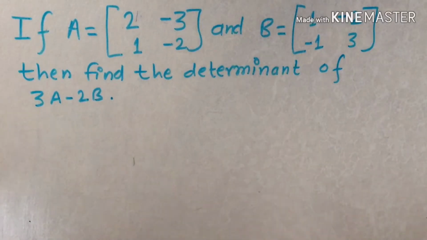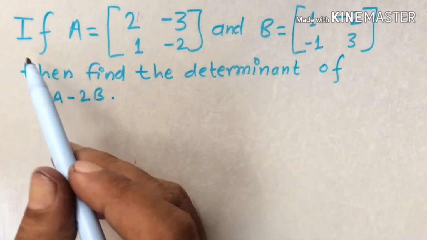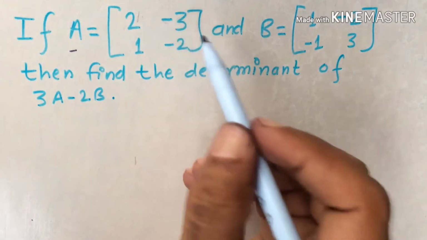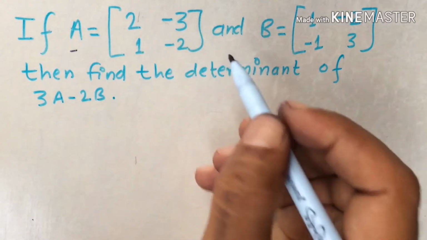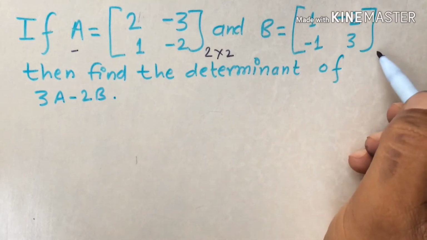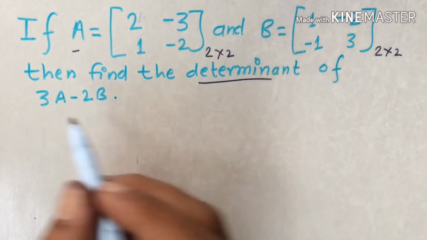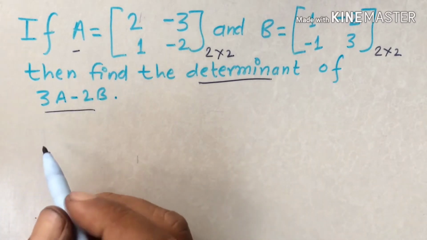Dear students, now we are going to do a question by using the concept of determinant. The question is, if A is equal to [[2, -3], [1, 2]], it is a 2 by 2 matrix. Similarly, B is also a 2 by 2 matrix. Then find the determinant of 3A minus 2B.